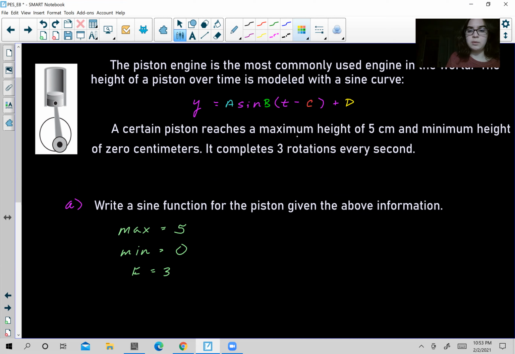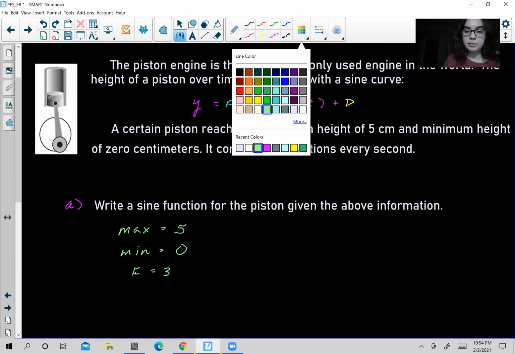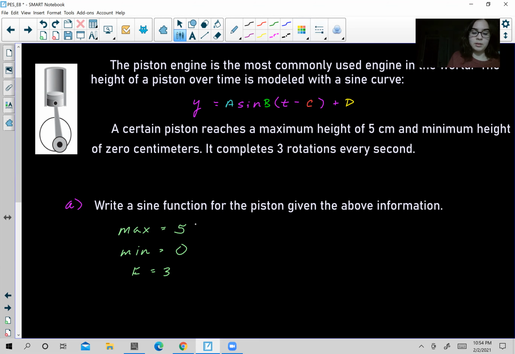So it's tempting when you see maximum height of 5 centimeters to immediately assume that is amplitude. But amplitude, remember, is the distance from the midline, either up or down. So it's not the maximum, it's just the distance from the middle to the top or the middle to the bottom. So in actuality, the amplitude is going to be the average of the maximum and minimum, or just the number that's in the middle. So the amplitude is going to be 2.5.